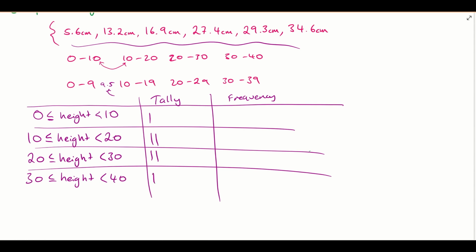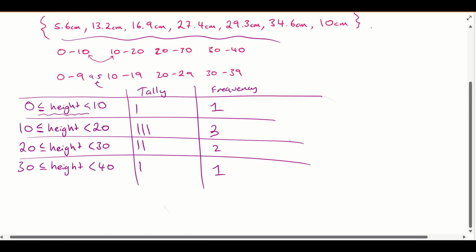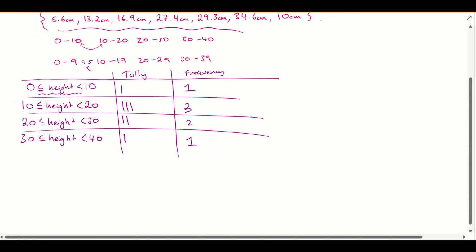I'm going to add another one in here just to show you what I mean. Let's say it's 10 centimeters. Where are we going to put 10 centimeters? Well, 10 goes into the second column because it's equal to 10. In the first column, we can only go all the way up to, but not including, 10. So 10 falls into the second column. Then let's frequency this, just counting up our tallies and making them numbers. And now we're going to plot this.